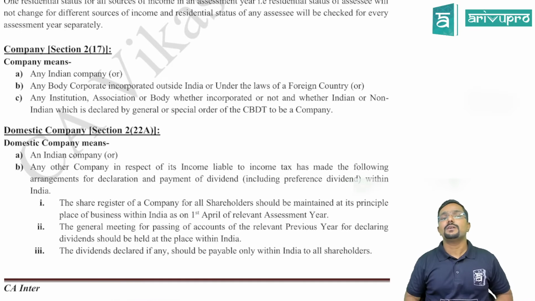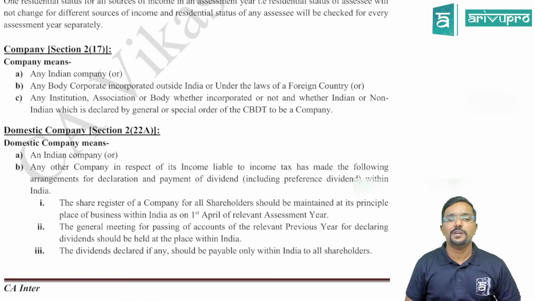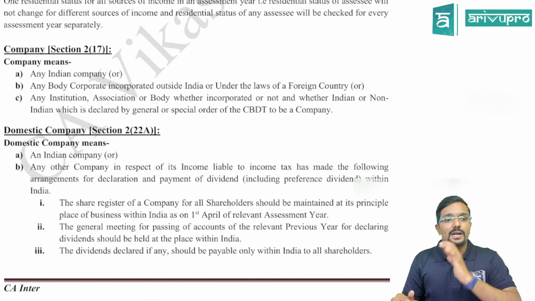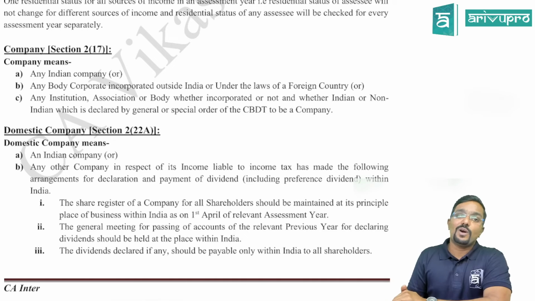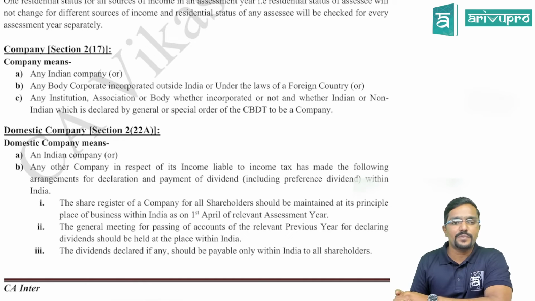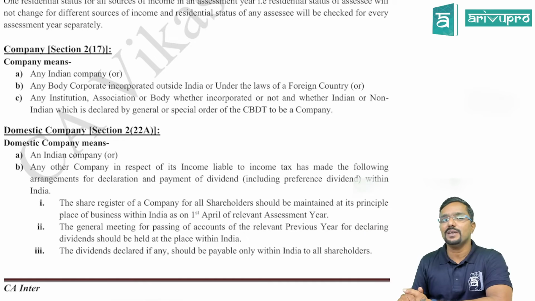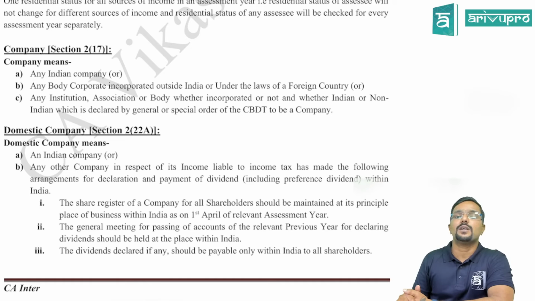Yeah. Company, section 2 clause 17, and you need not remember the section number. For inter level, not so important, guys. Company means any Indian company. So what is an Indian company? We will understand later. So every Indian company will be a company. Okay. Any body corporate incorporated outside India or under the law of a foreign country, means any company registered outside India. Here they are not using the word company, because in foreign countries they term it differently, incorporation and all. So that is why any body corporate incorporated outside India or under the law of a foreign country.